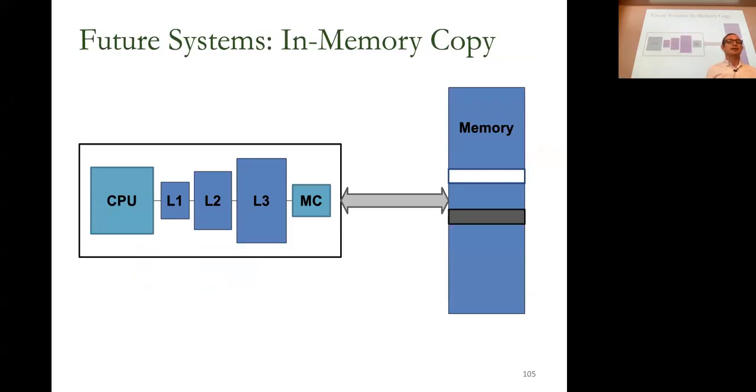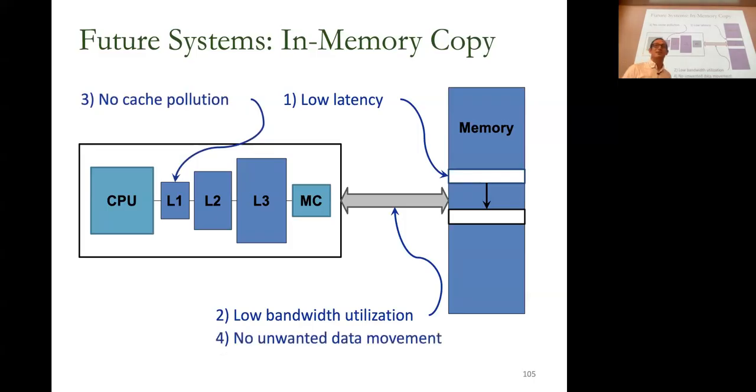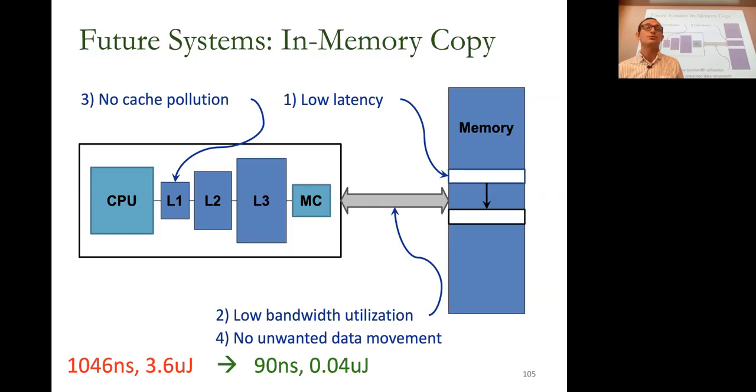So processing using memory says that, well, why don't you use the internal capabilities of the memory device to actually do this and not bother anything else in the system? That's the idea. And this is low latency because we're going to use the internal connectivity and not move the data over huge interconnects and the cache hierarchy. Low bandwidth utilization because you're not going to exercise the data bus, and no cache pollution and no unwanted data movement, basically, hopefully. That's the idea. And this is the cost of a 4 kilobyte page copy today. It's about 1,000 nanoseconds, 3.6 microjoules. And what I'm going to describe will reduce it significantly, basically, to 90 nanoseconds and 0.04 microjoules.